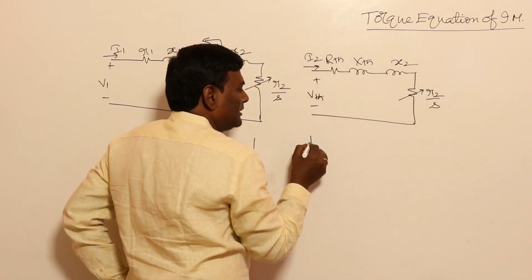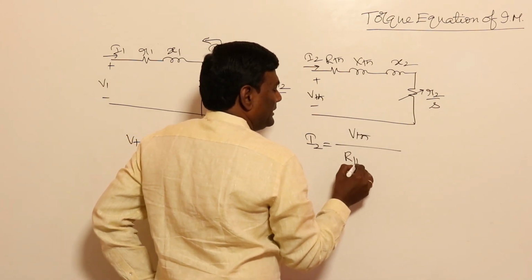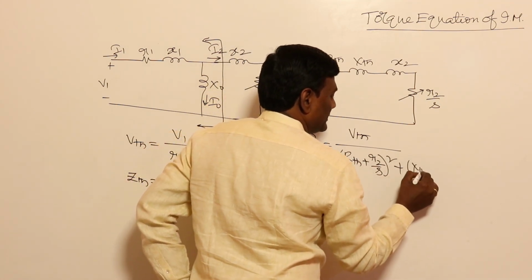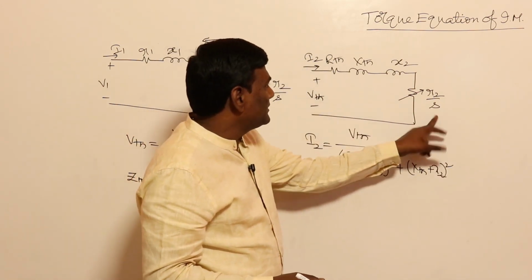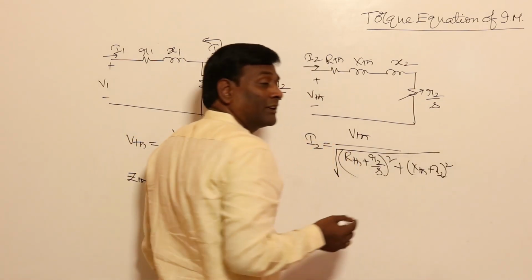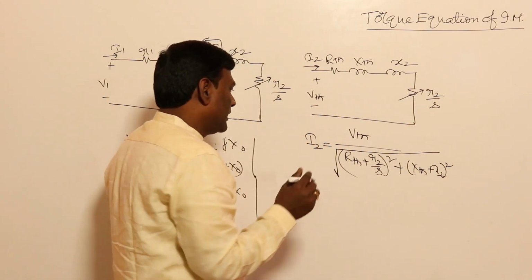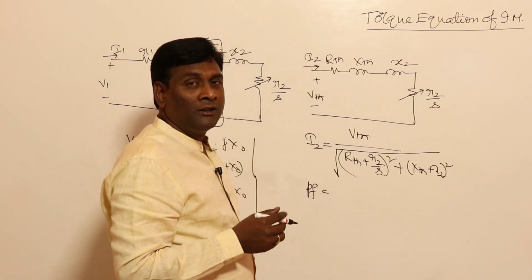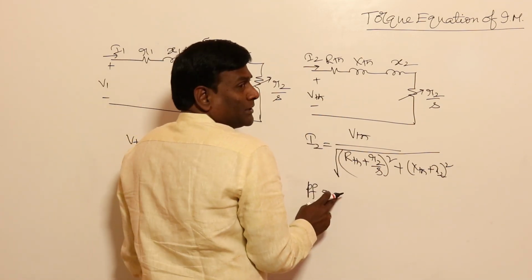So how much is I2? I2 is going to be VTH divided by the square root of (RTH plus R2 by S) square plus (XTH plus X2) square. Isn't it? Resistance square plus reactance square under root. Why am I writing the equation for current? Because starting current magnitudes are high, so I have to keep a focus there. Now after that, what is power factor? Why are we thinking of power factor? Because the starting power factor of an induction motor is very less. Now if you think of power factor, it is R by Z, no?